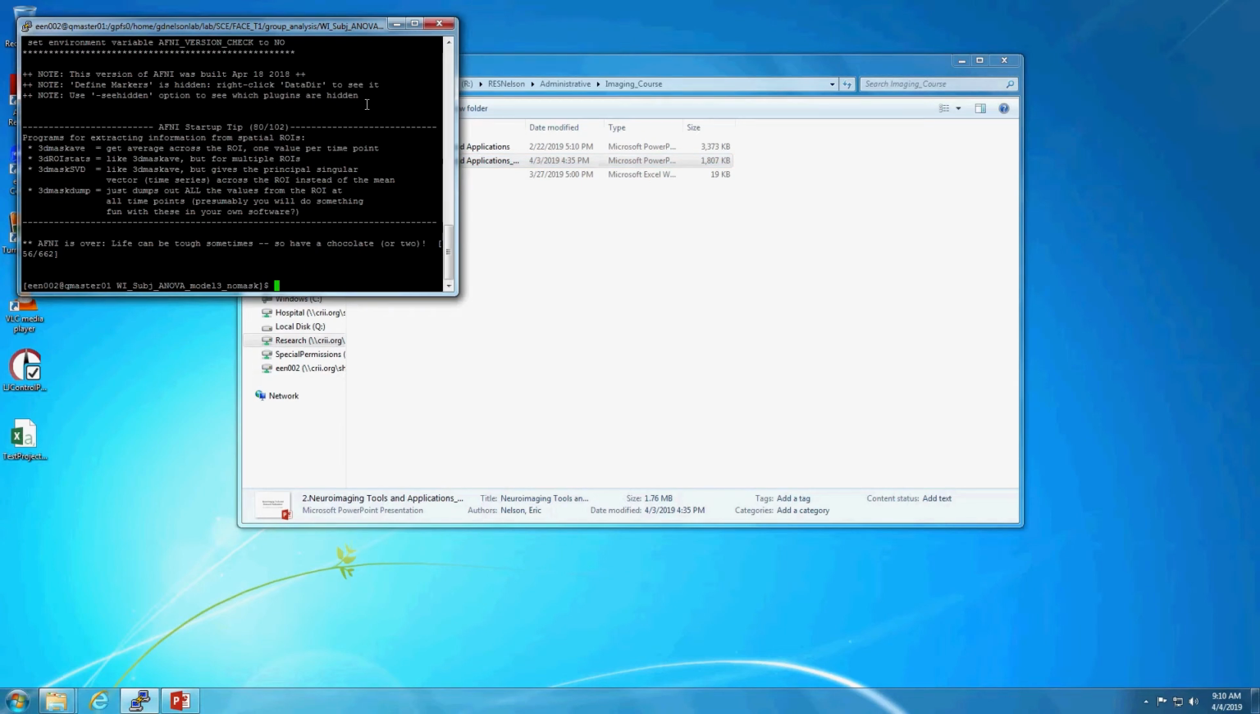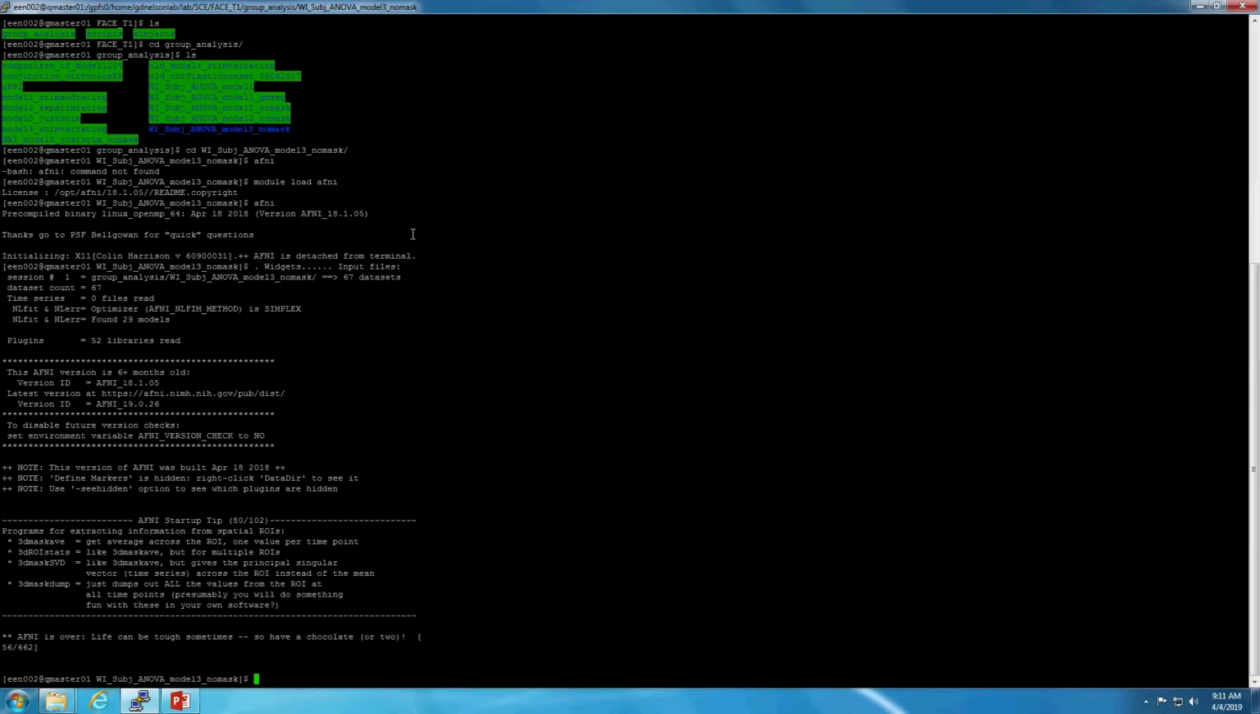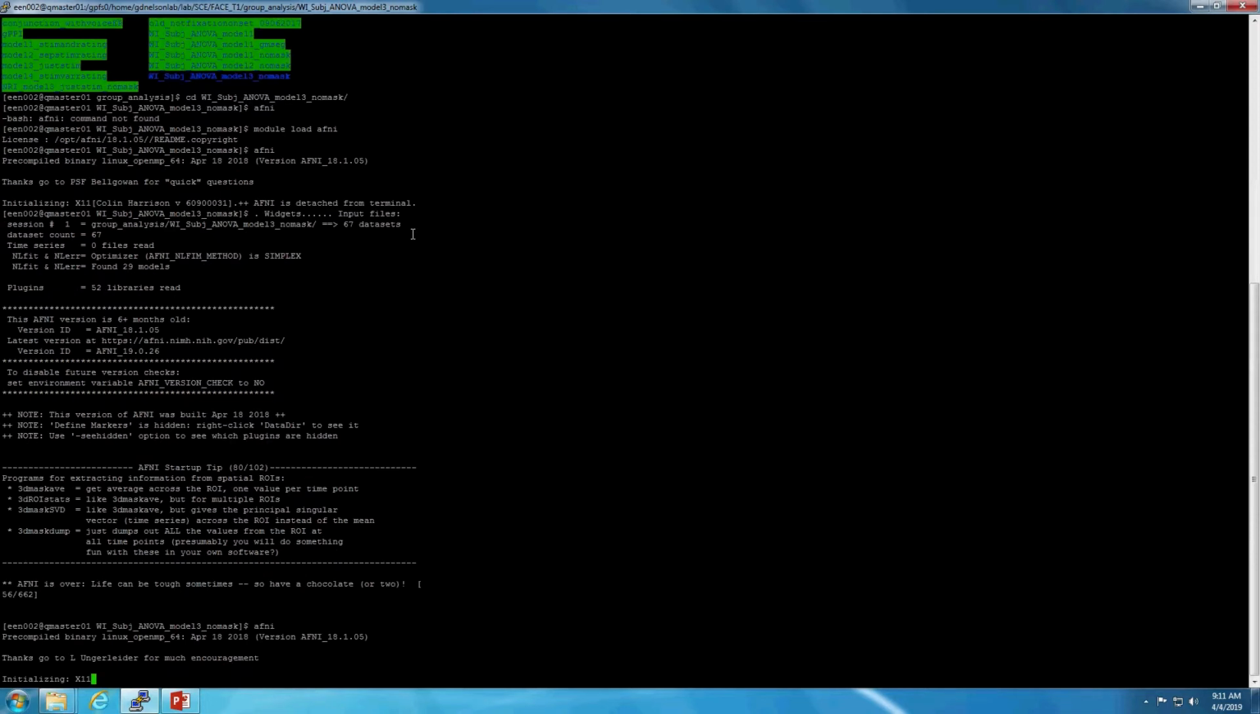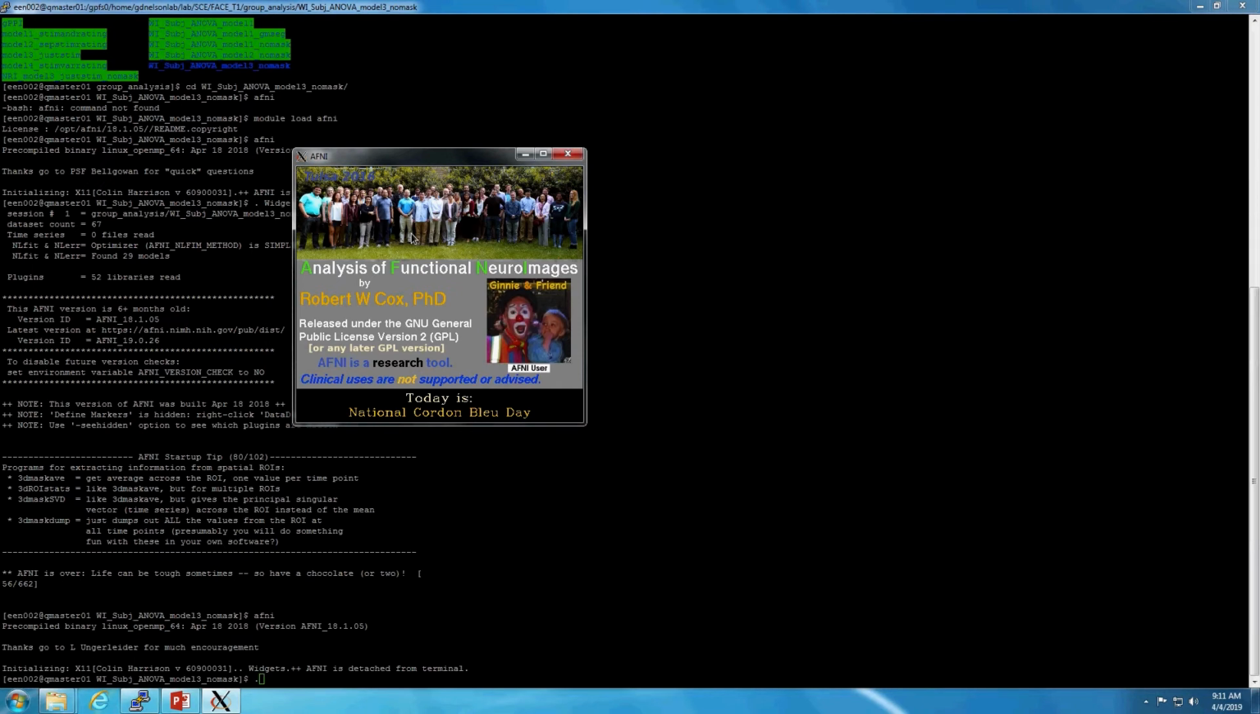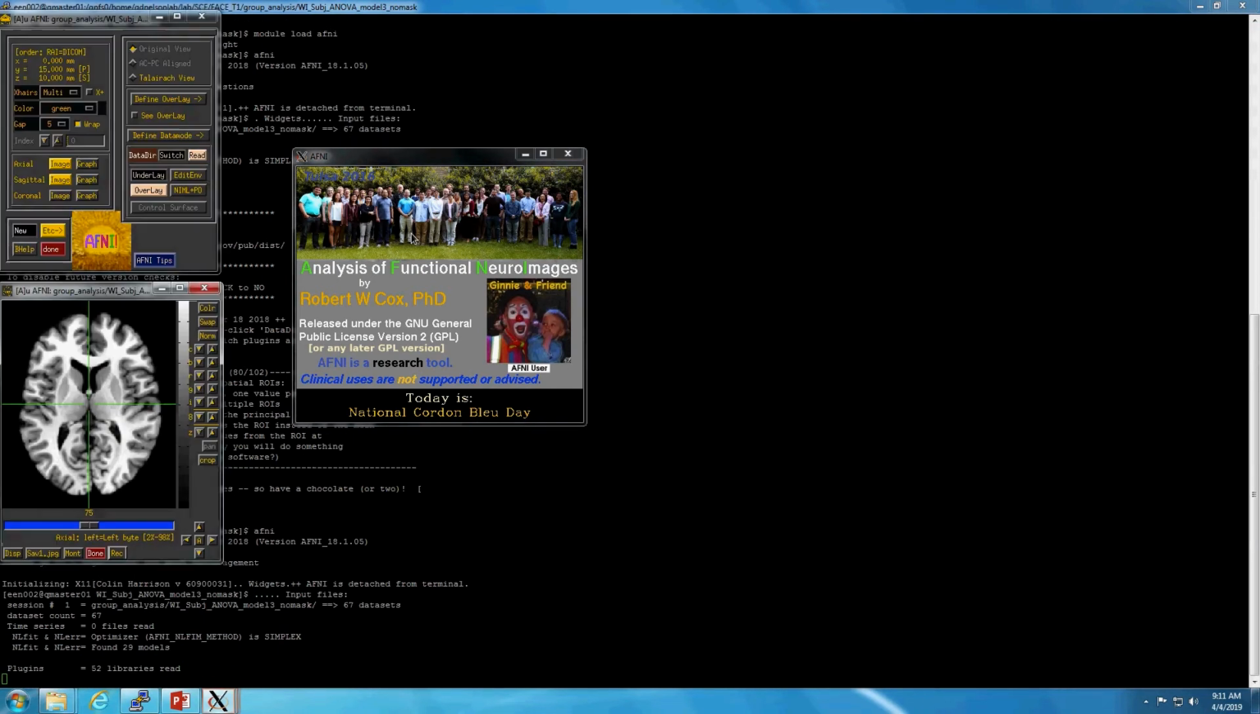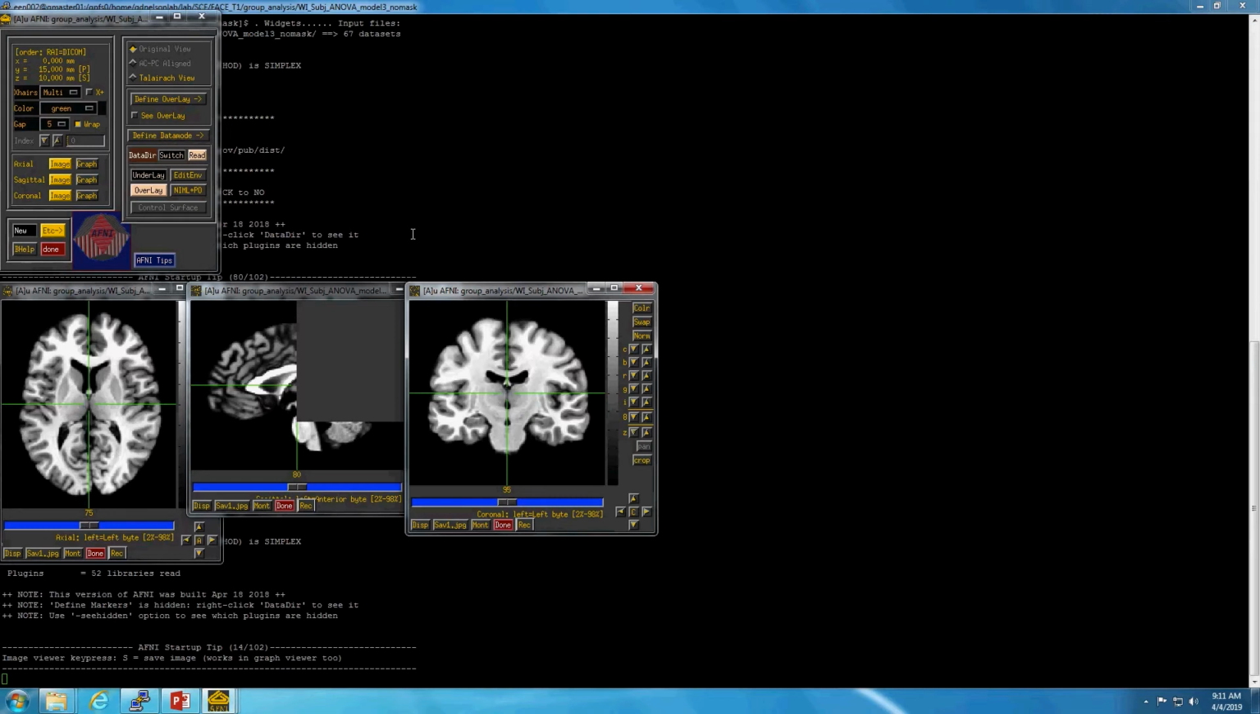So this is now opening up our server into the Baker cluster. And this is the output from one of the analyses we did. You open up AFNI and you get something that looks like this. It's a whole bunch of different windows.